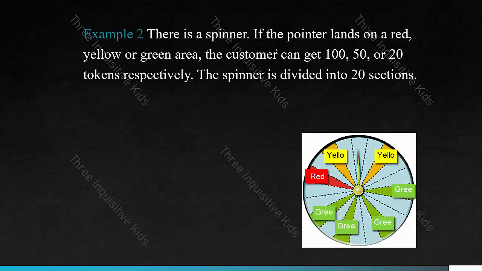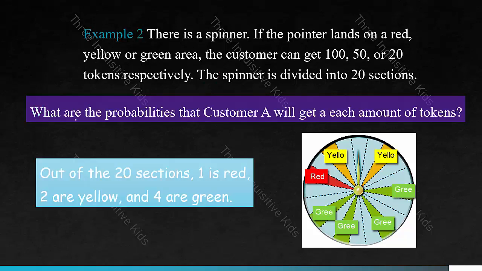We have a spinner. If the pointer lands on a red, yellow, or green area, the customer can get 100, 50, or 20 tokens respectively. The spinner is divided into 20 sections, and they are all equal. What are the probabilities that customer A will get each amount of tokens? So you can see that out of these 20 sections, 1 is red, 2 are yellow, and 4 are green. So we're going to go to the next slide, but if you want to, you can always come back to this slide to look at this image.